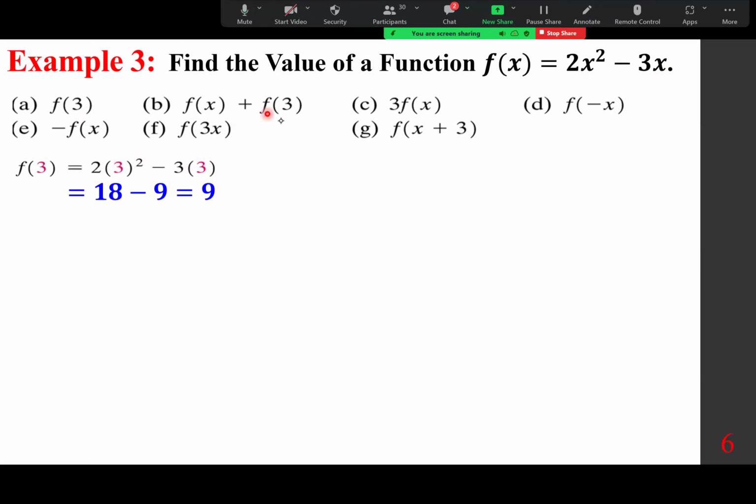Part B, f of x plus f of 3. Well, f of x is this. f of 3 is 9. Add them up. So we're going to add this one and 9. We get 2x squared minus 3x plus 9.